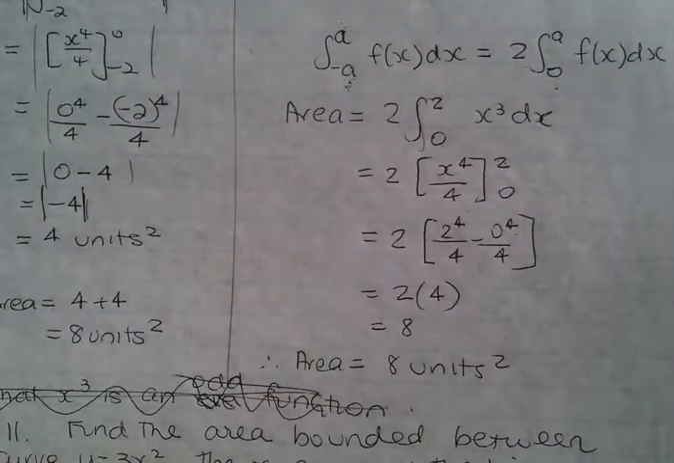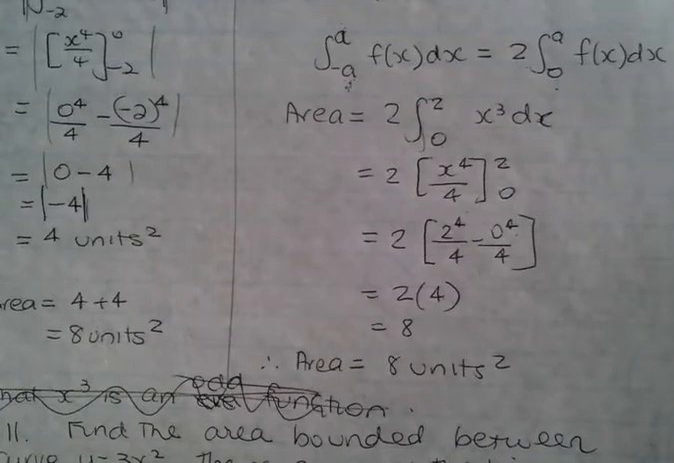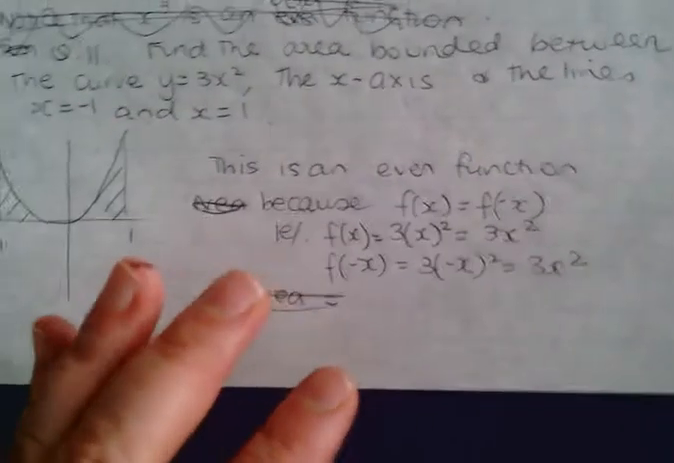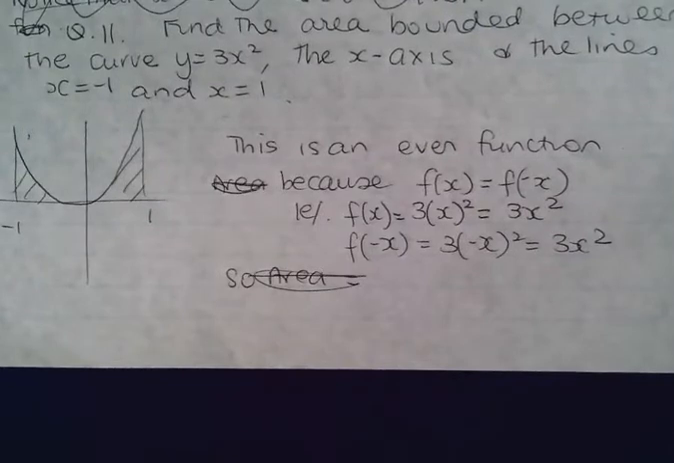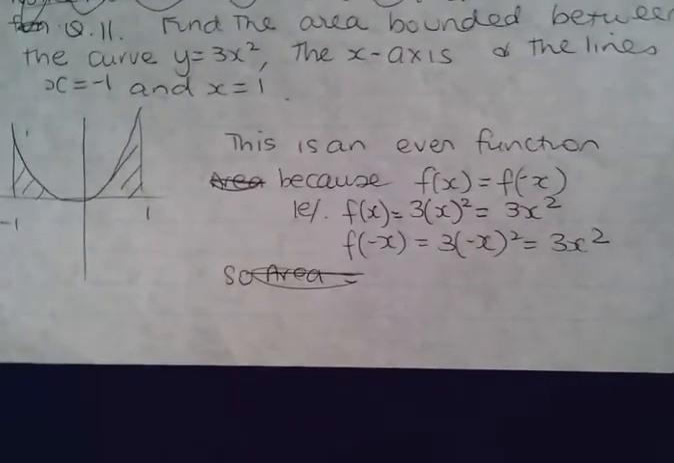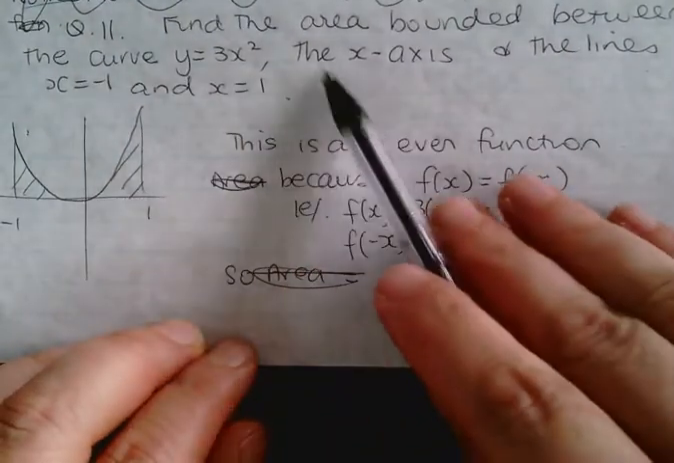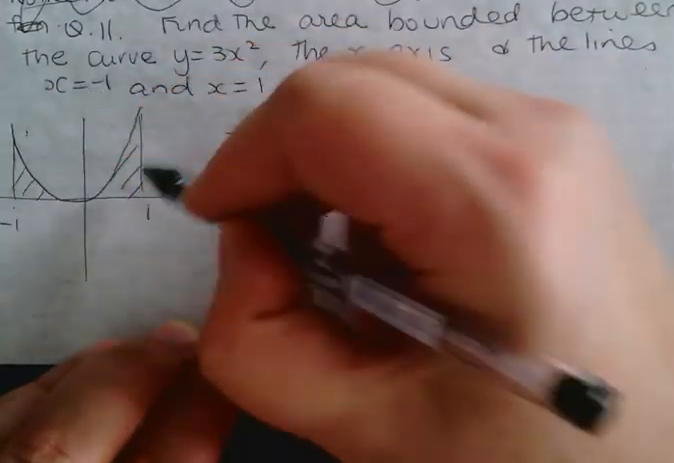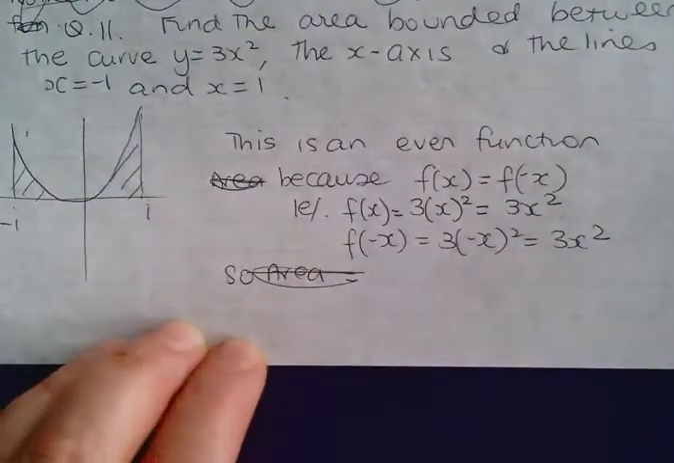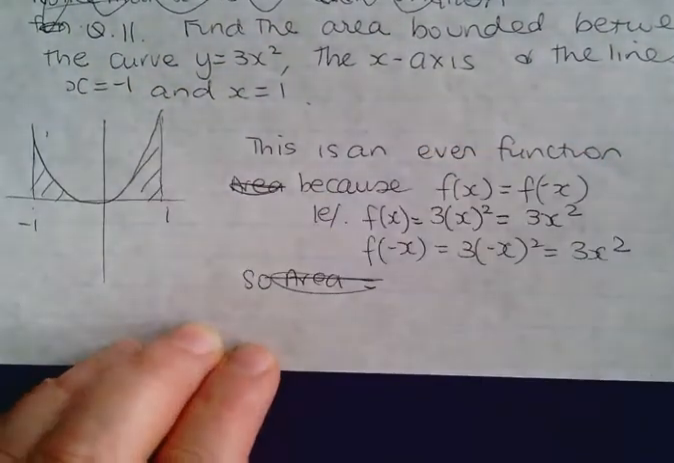Now this process also applies for even functions. I think in 2 of the questions we did have some even functions earlier, but I've got another one down here, which is question 11. And question 11 says to find the area bounded by the curve y equals 3x squared, the x-axis and the lines x is 1. See, this is x is 1 and x is negative 1. In other words, we're trying to find this area.